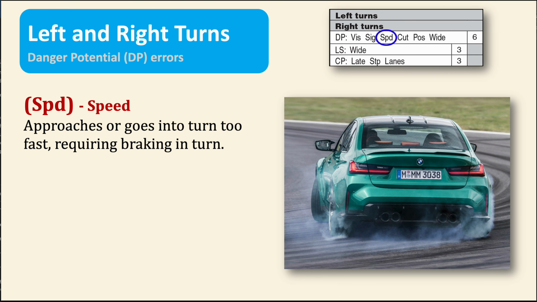Next up, the speed penalty. When the applicant approaches or goes into the turn too fast, here's the key phrase, requiring braking and turn. Now, many cars can probably coast through a turn maybe up to 22 miles per hour or so. If you're looking at the speedometer, you'll see that. And watch their feet. As they're taking the turn too fast, do they have to brake as they go through the turn? You're probably going to score this, but I mean, definitely not less than 20 miles per hour that I've ever seen.